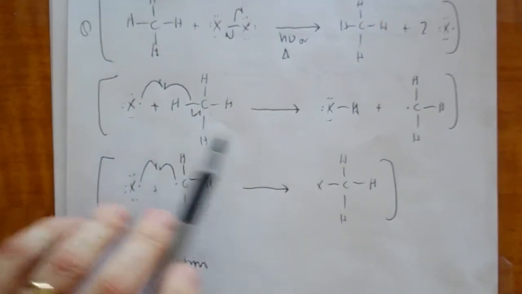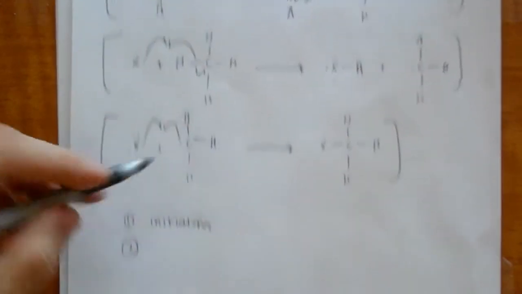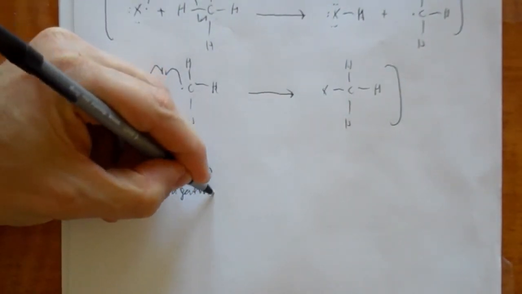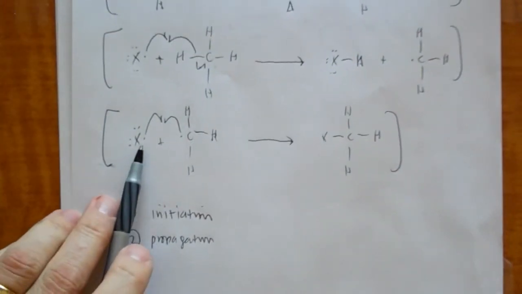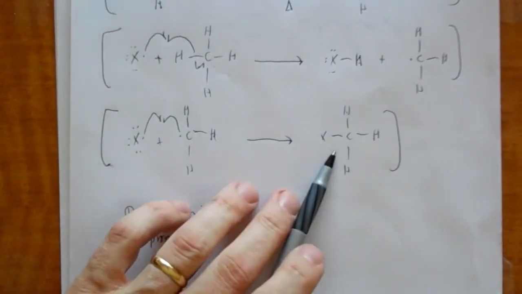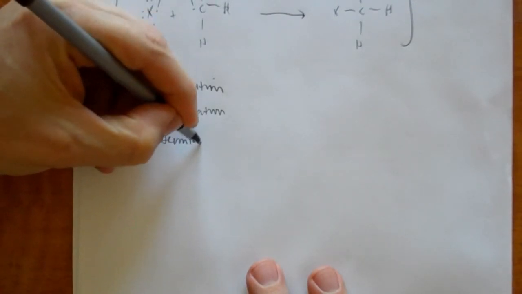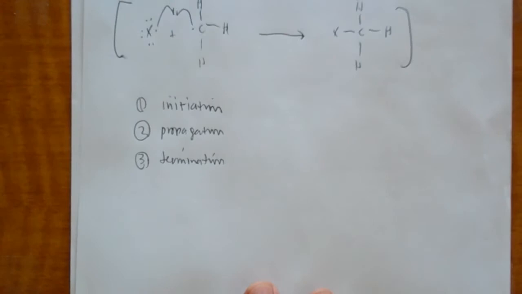Step 2 is when we have radicals here and we have radicals here. It's a different radical. That's called propagation. And then step 3 is when we have radicals and we end up with no radicals, and that's called termination. All right.